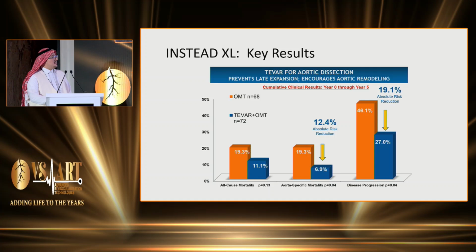When we look at INSTEAD XL, the 5-year outcome, there was no significant difference in all-cause mortality. But when you look at aortic-related mortality, there is a 12.4% absolute risk reduction, and the disease progression difference was also statistically significant, with an absolute risk reduction of 19.1%.